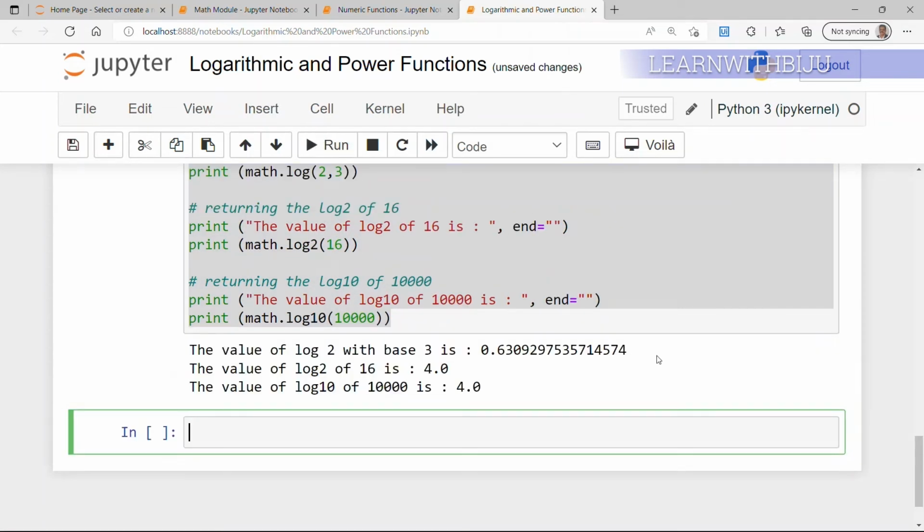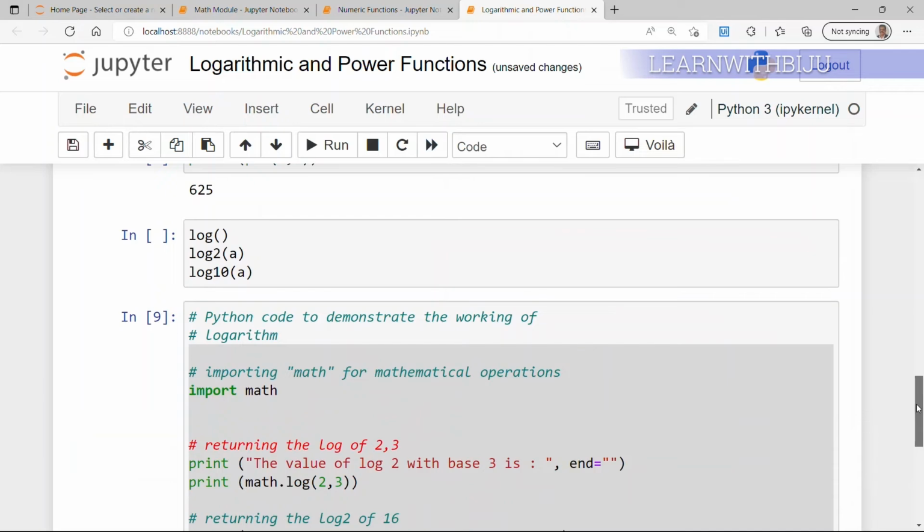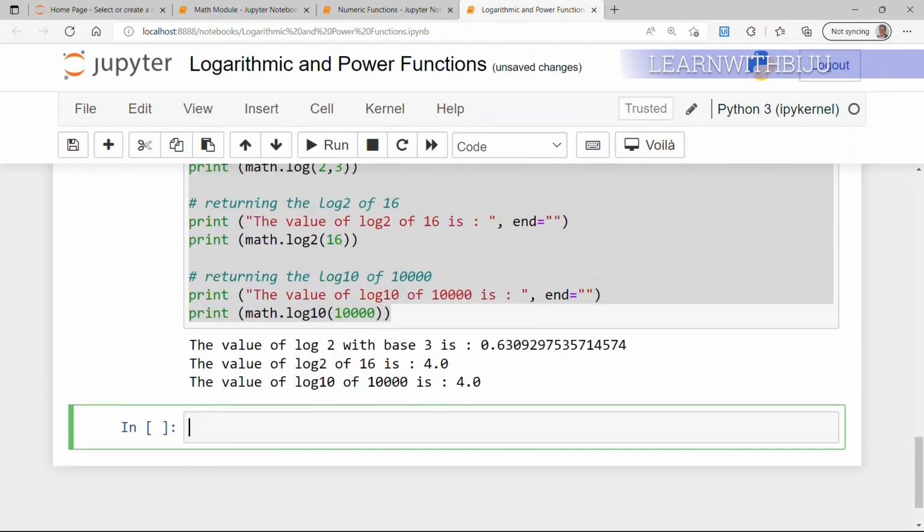So that we have the value of log. We have the value of log of 2 with base 3 is 0.6309297535714574, and we have the log2 of 16 as 4. Then we have the value of log10 of 10,000 is 4. So these are the different logarithmic values.